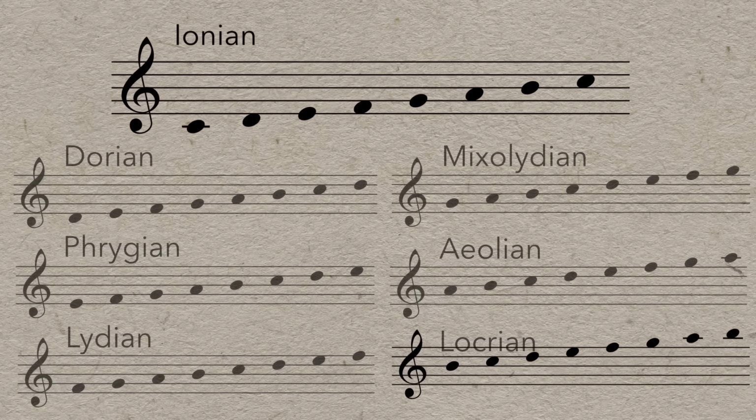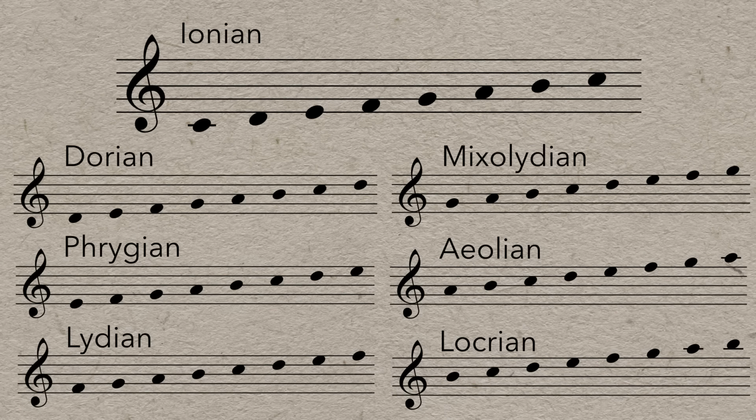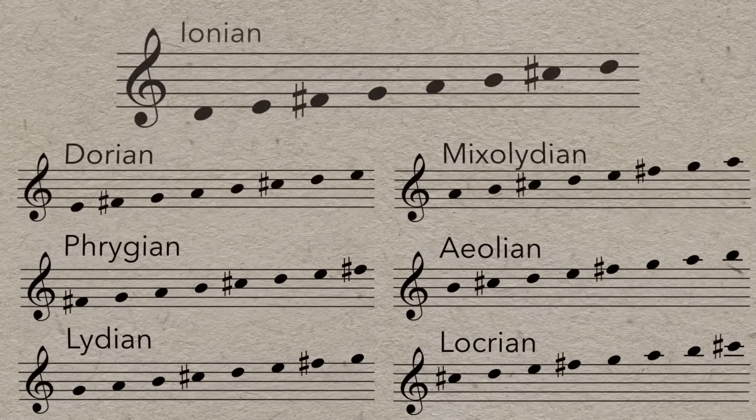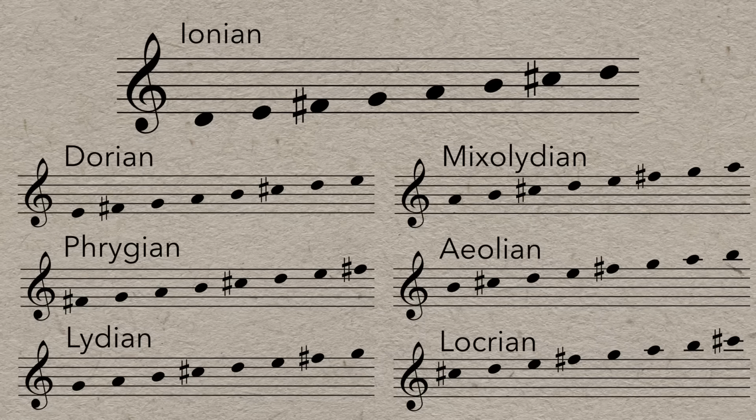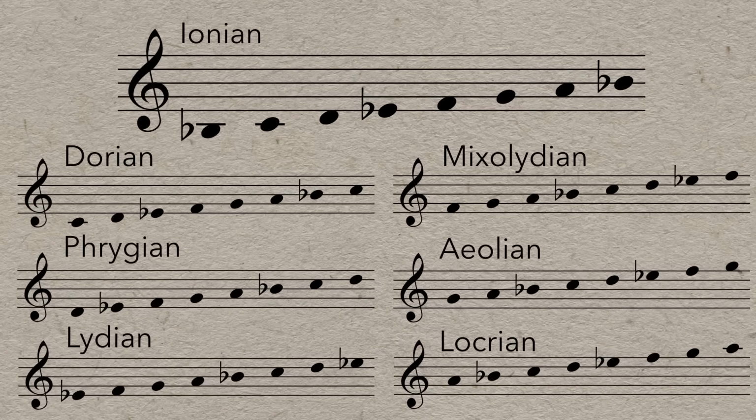Notice that every one of these modes uses only notes from the C major scale, which has no sharps or flats. They all use the same key signature. If instead we built the modes off of D major, you'll notice that all these modes still share the same key signature. Each mode has F sharp and C sharp. And it would be the same if we built all the modes off of B flat major. All these modes share the same key signature of B flat and E flat.